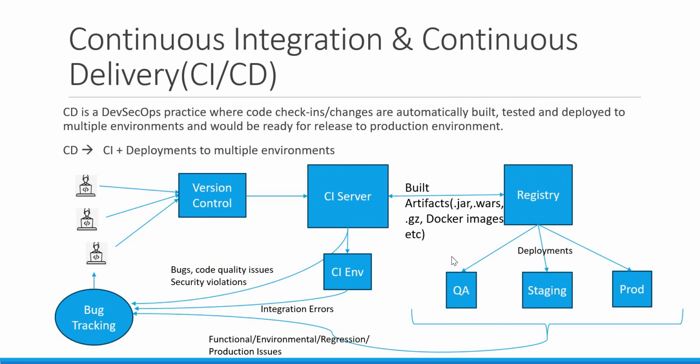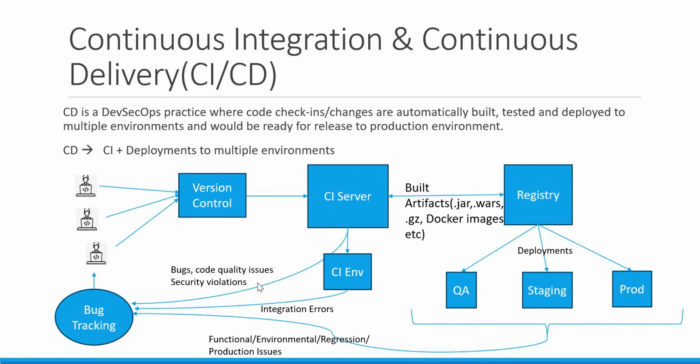If there are any issues in the environments, in QA, staging, and prod, like functional issues, environmental issues, regression testing issues, or production issues, all these issues will be notified to the bug tracking system. Then the developers will work on the new features as well as the bug fixes, and the same CI process will be repeated, and the new features or the bug fixes will be deployed in all the environments in QA, staging, and so on. Once the changes are verified in all the environments except prod, then based on the management's decision, a new deployment will be done in the production environment as well.